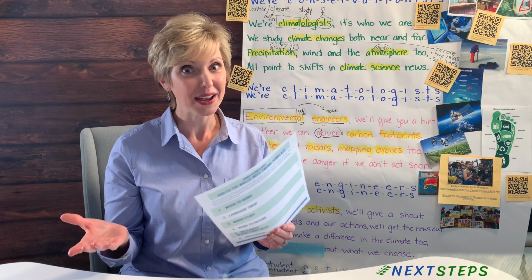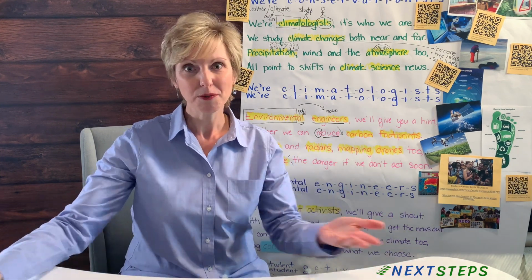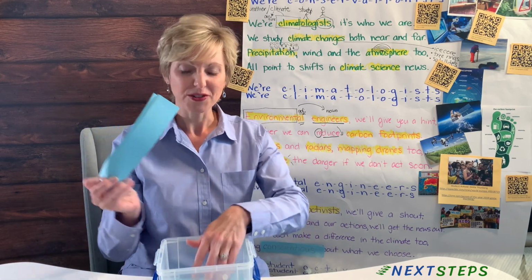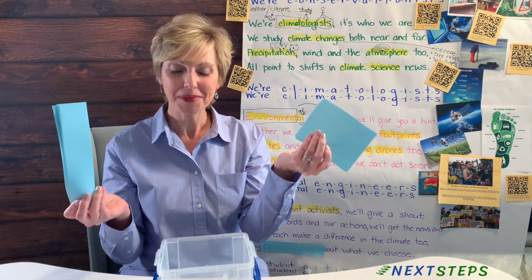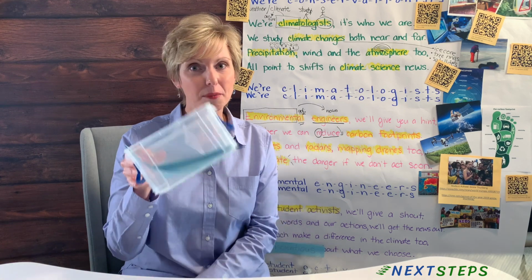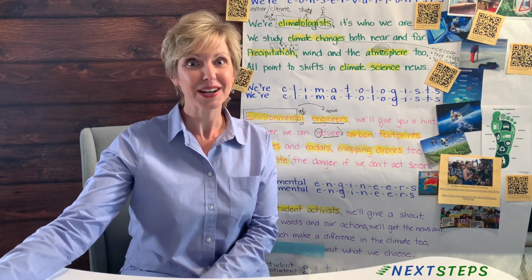The only supplies needed are strips of paper or little squares, and I just take an 8.5 by 11 and cut it out. Keep those in a box and Add to the Walls is ready to go.